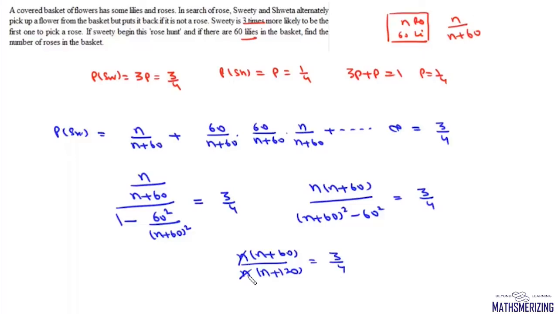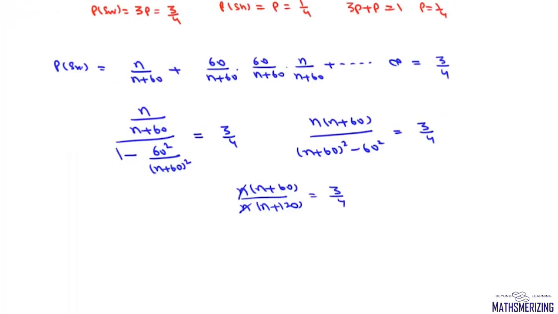Now n and n will cancel. We can write this as 4n plus 240, and here it will be 3n plus 360. So the value of n will be simply 120. So the number of roses in the basket is 120, and that is the answer to this question.